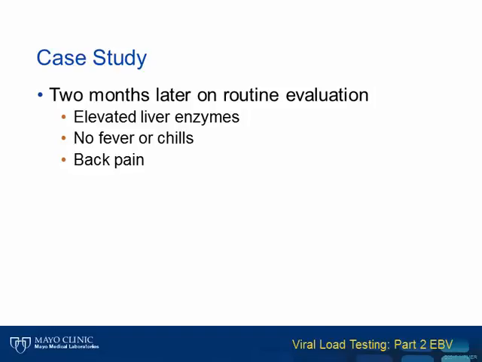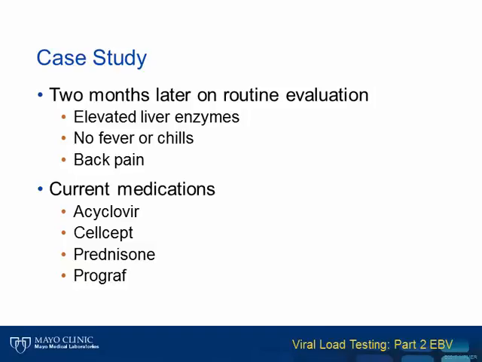2 months later, the patient presents for a routine follow-up evaluation and is once again found to have elevated liver enzymes. He doesn't report any fever or chills, but does indicate that he's experienced some back pain recently. The patient's current medications include acyclovir, Cellcept, prednisone, and Prograf.